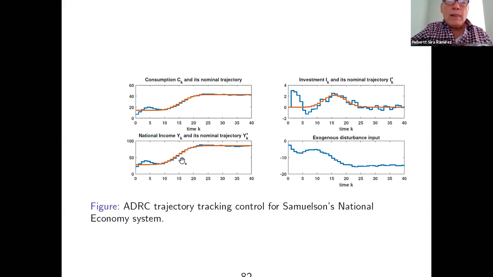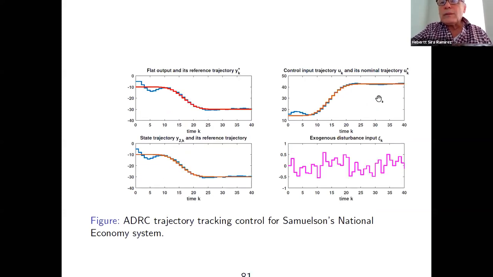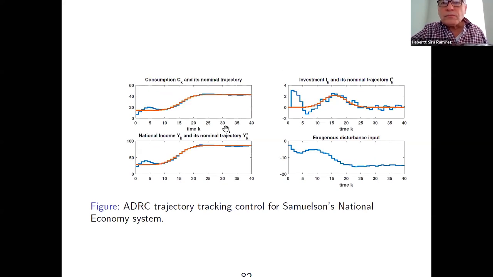You have a nice tracking of the national income in terms of what you pre-compute with the flatness property. You can pre-compute the nominal value of Y, the nominal value of the consumption, the nominal value of the investment, and the nominal value of the government expenditure. And your control, from an initial deviation from the equilibrium condition, manages to stabilize the system and to accurately track the trajectory of your system. Therefore, I believe that this performance is quite reasonable, and naturally you want to better a little bit the overshoot and so on.